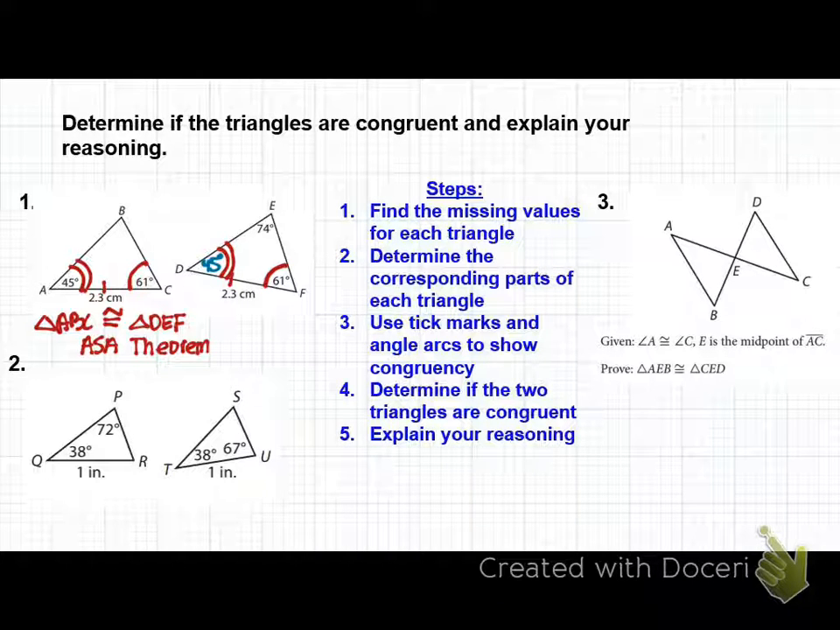Okay, number 2, we've got 2 triangles here, PQR and triangle STU. When I look at these, again, I want to find some similarities. Do y'all see down here it says 38 degrees, and this is 38 degrees? So I'm going to put a single arc on each of them, just so it helps me see them. And then I notice this adjacent side is also 1 inch, so both of these sides are the same. So I'm going to put a single tick mark there, okay?